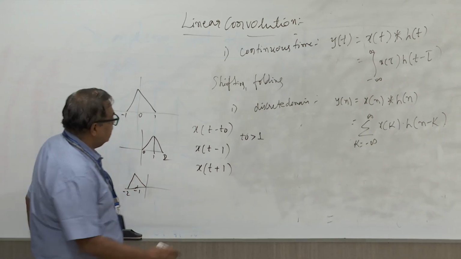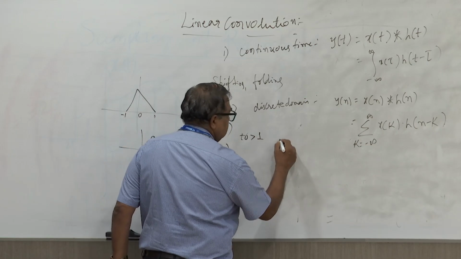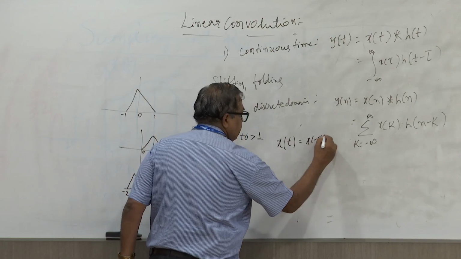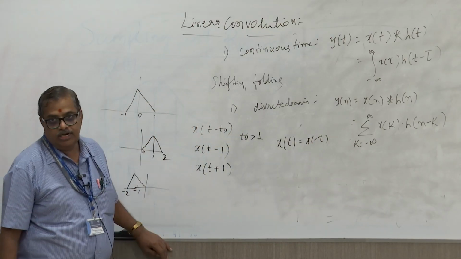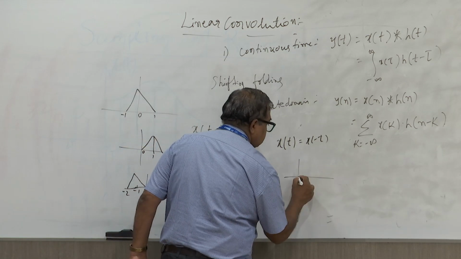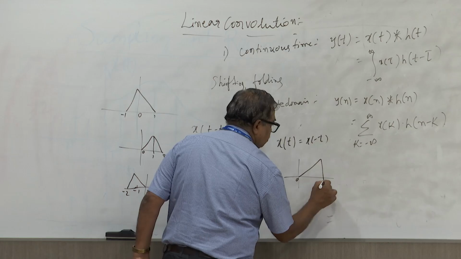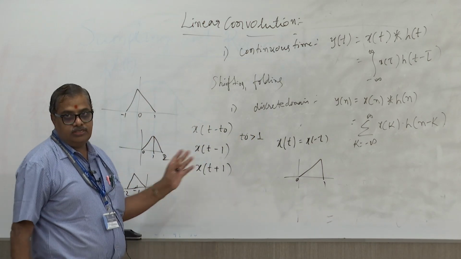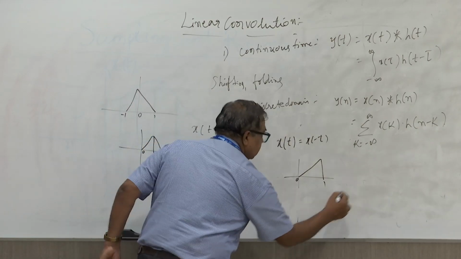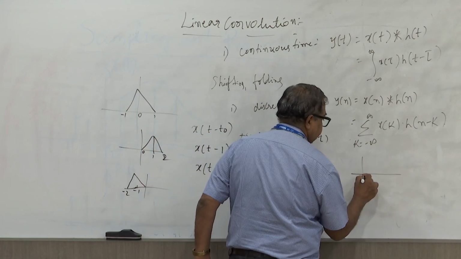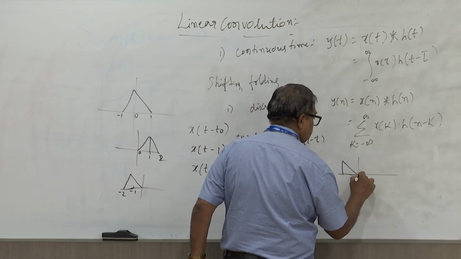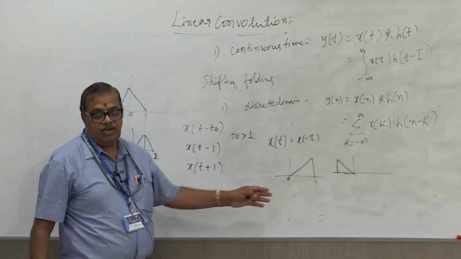There is also a concept called folding of a signal. It is x of t becoming x of minus t, and we call that process folding. If I have a signal varying from 0 to 1 on the right hand side, and I fold this signal, I will get the folded signal like this. Actually we can call this the mirror image of the signal.